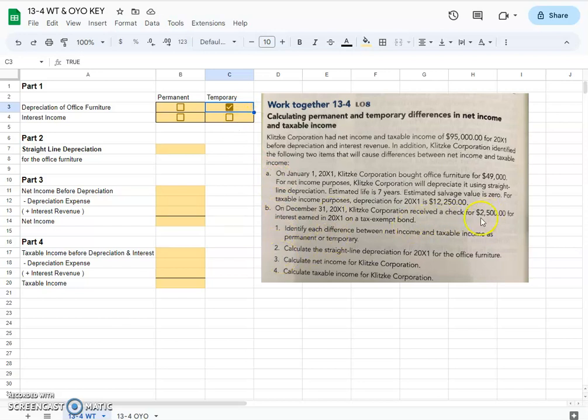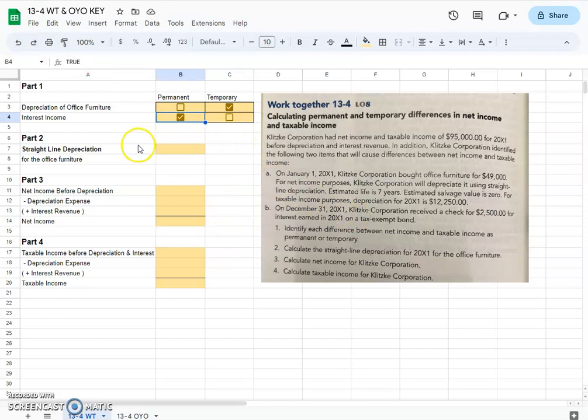But interest income is a little different. They received $2,500 for interest earned. If you look at the permanent differences section, this one would fall within that range. You can look no further than the little diagram on page 391, and you can see taxable interest revenue right there. So that one is going to be a permanent difference.